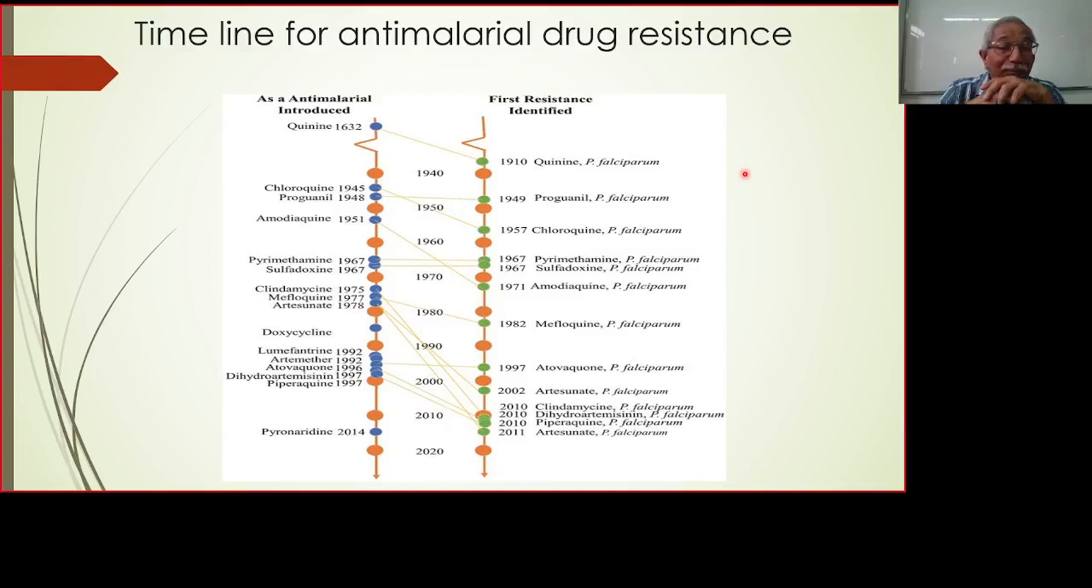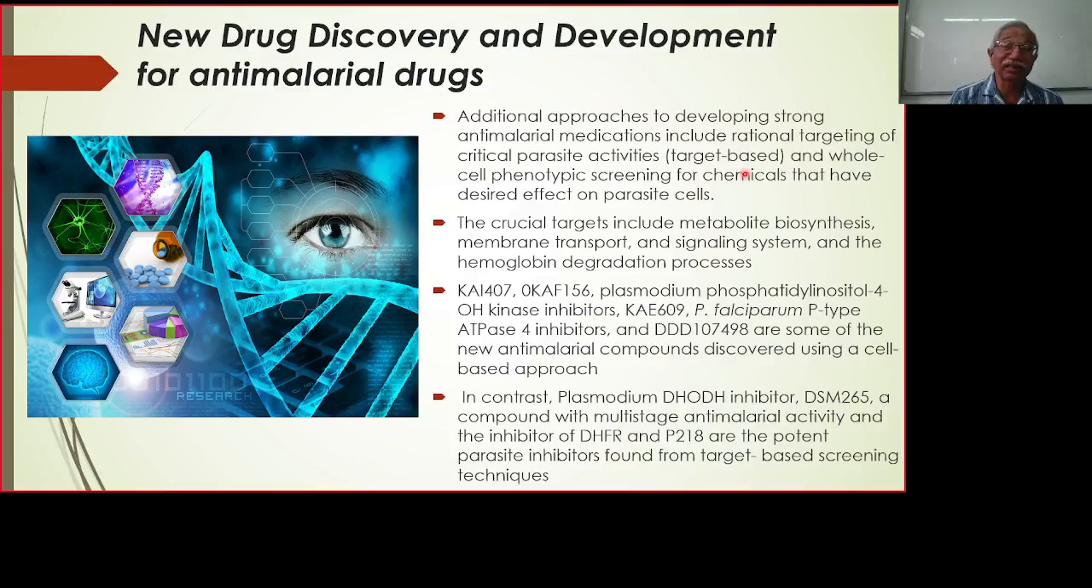But they are seeing some resistance by 2012, 2014. Now the artemisinin, we talked about that in the last class. So artemisinin was developed by the Chinese lady who got the Nobel Prize. Now they created some derivatives of artemisinin, and they are trying to find out, because even the artemisinin nowadays is becoming resistant. So new drug discovery and development for antimalarial drugs is a continuous effort, a continuous struggle, which is done by scientists around the world.